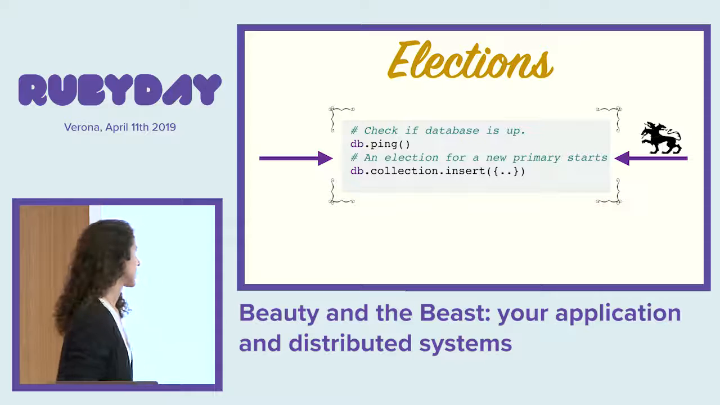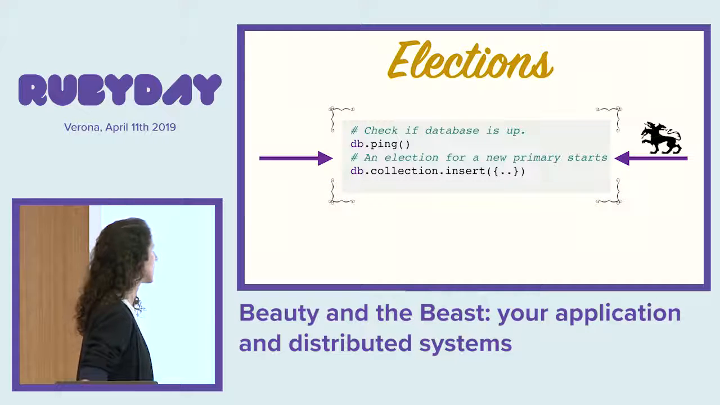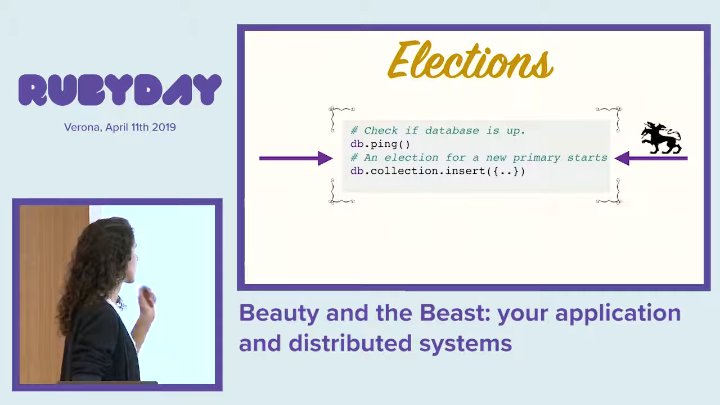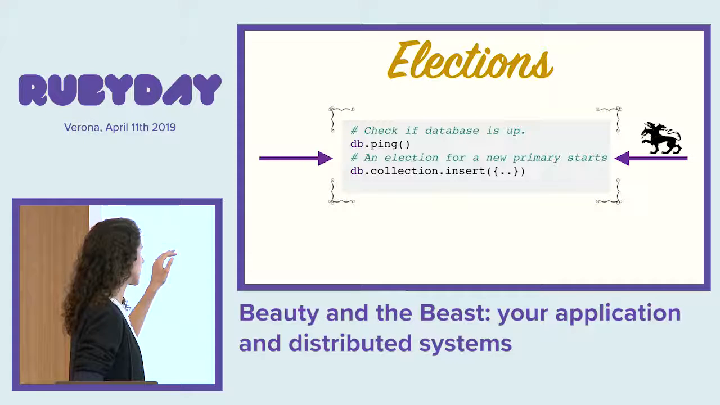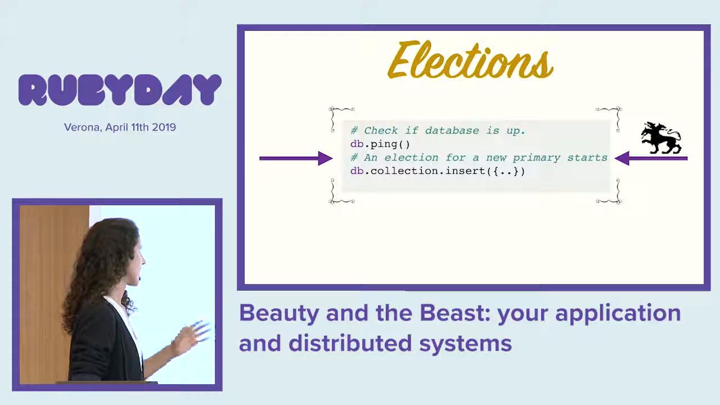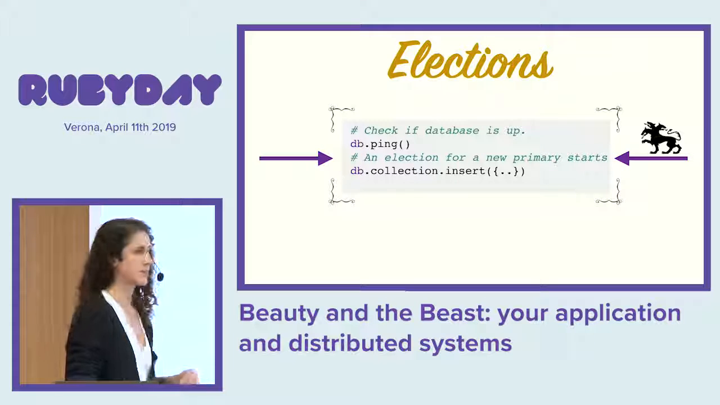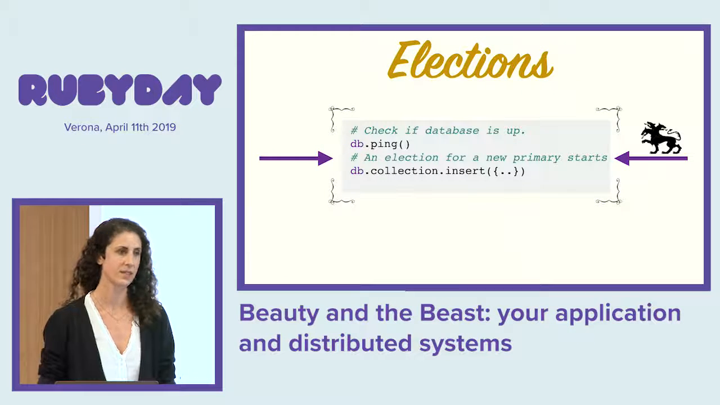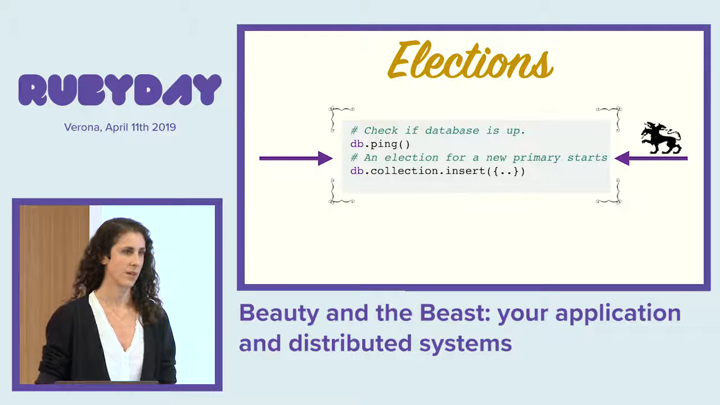So if we look at the code example again, we saw this in the beginning. So with elections, you can ping the database and get a positive response back. And then an election for a new primary can start. And as we saw before, that can have effect on the subsequent operation that Bear does.